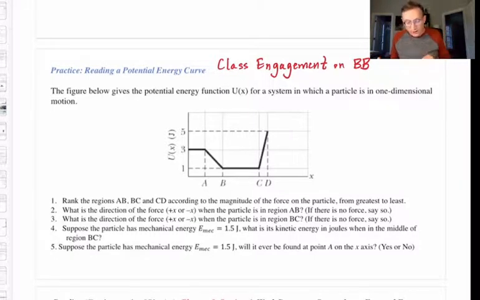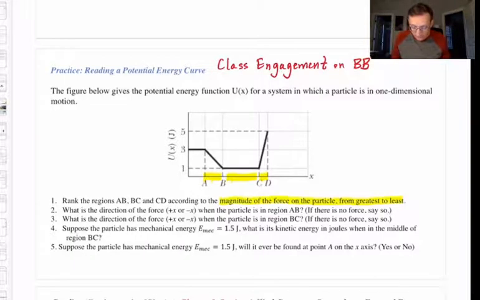So we're given another potential energy curve, in this case, U of x in joules. And you can see the diagram's made up of discrete line segments. U in joules as a function of position x. So our particle is moving in a one-dimensional x-axis. And we have a series of questions about this diagram. Question 1, rank the three regions of the x-axis, A to B, B to C, and C to D, according to the magnitude of the force on the particle from greatest to least.